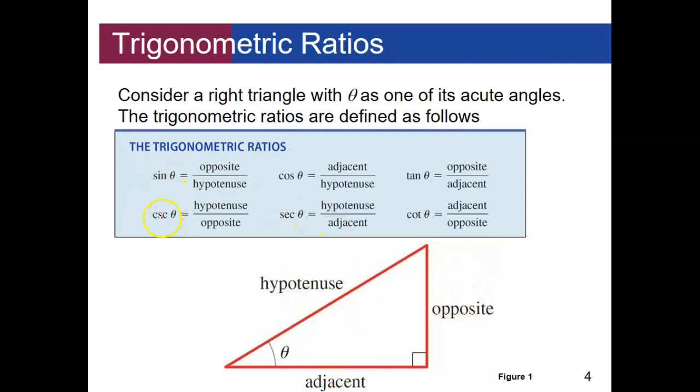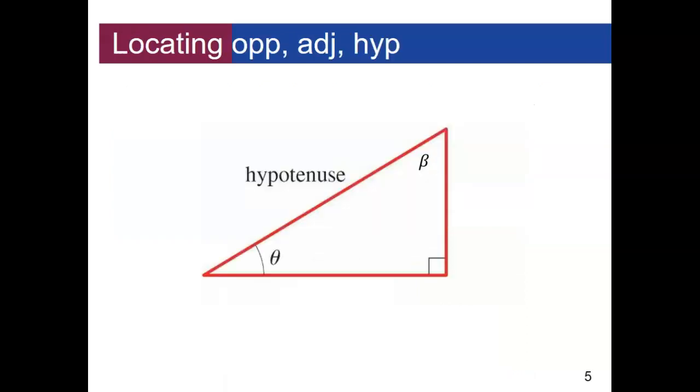And then we know cosecant is 1 over sine, or the reciprocal of sine. So if I take the reciprocal of this, then I have hypotenuse over opposite. Secant is the reciprocal of cosine, so this would be hypotenuse over adjacent. Cotangent is the reciprocal of tangent, so that would be adjacent over opposite. It may be a little overwhelming to learn those, but there are some easy ways to remember that we'll get to in just a minute.